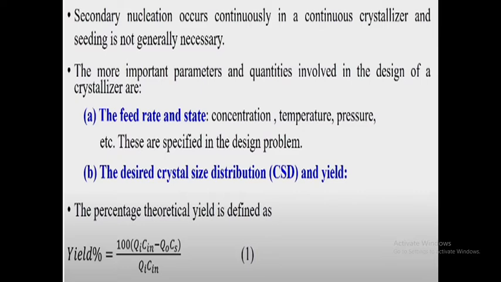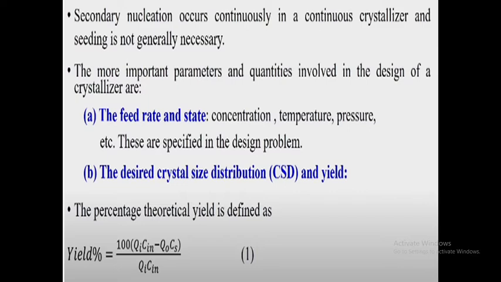Secondary nucleation occurs continuously in a continuous crystallizer and seeding is not generally necessary. Seeding technology is used in batch crystallizer only. Secondary nucleation is the birth of new crystals in the presence of parent crystals of the same substance.